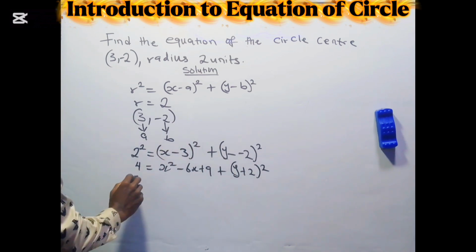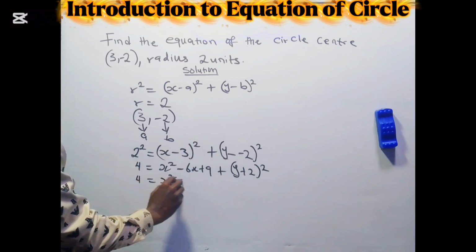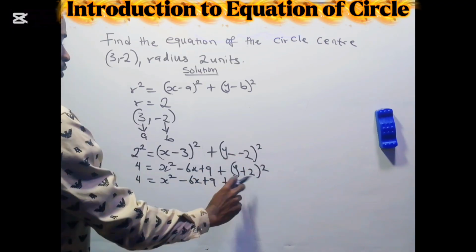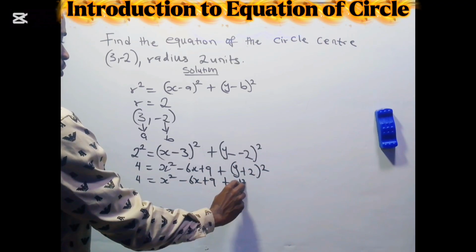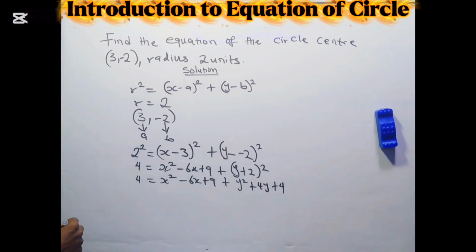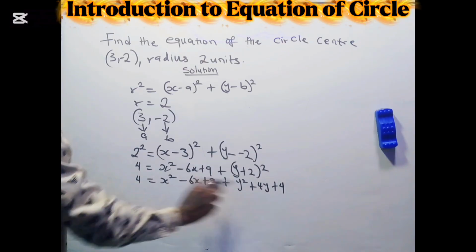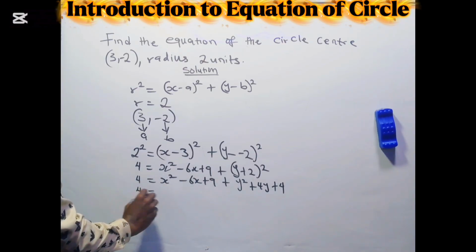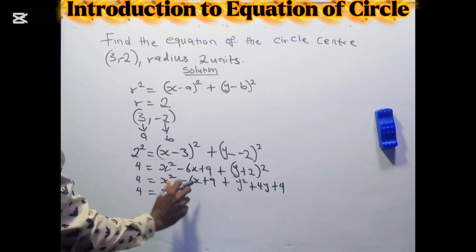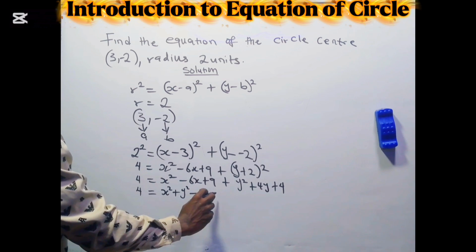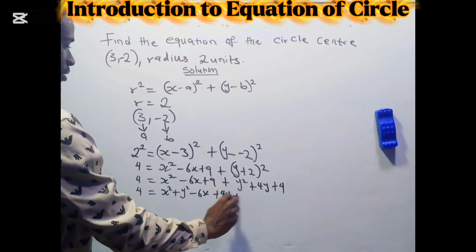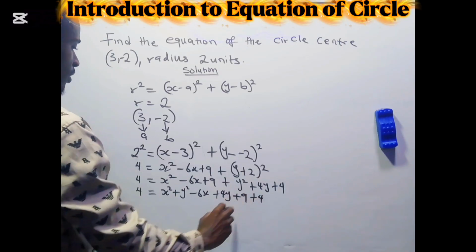Now let me simplify this. We'll have 4 equal to x squared minus 6x plus 9 plus (y plus 2) squared, that's y squared plus 4y plus 4. Now rearranging the left hand side, I'll have 4 equal to x squared, bringing y first, positive y squared, negative 6x, positive 4y, positive 9, positive 4.